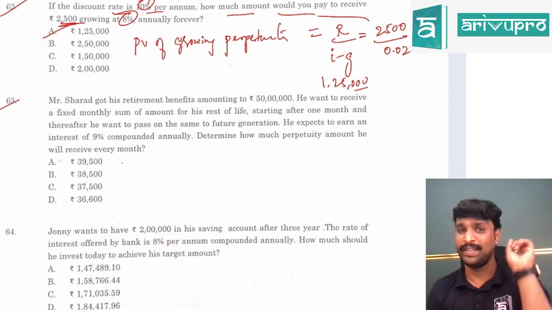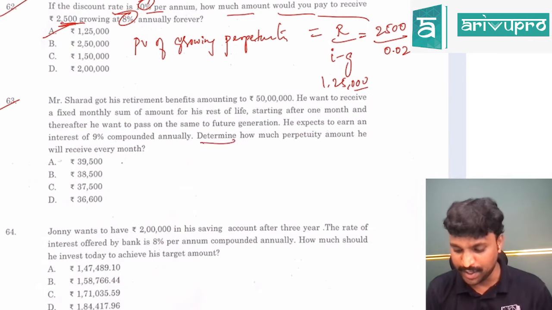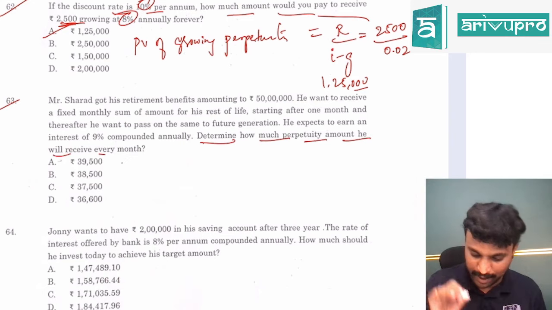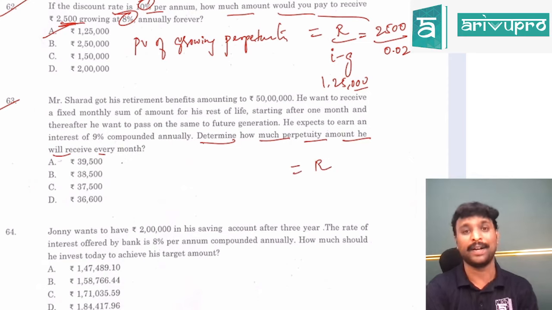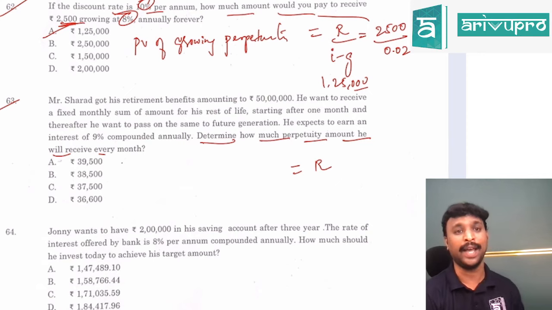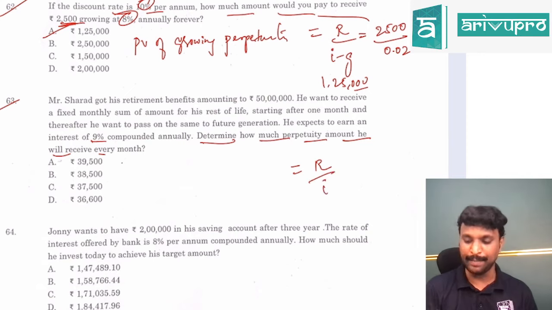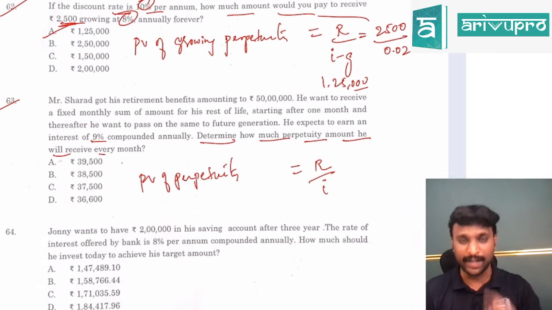Guys, I said if the question is lengthy, don't read the whole question upfront. Look at the question. Determine how much perpetuity amount will you receive every month. So you need to find the receipt amount here. Correct? So is it a normal perpetuity or a growing perpetuity? How many rates are given? Only one rate. So it's a normal perpetuity.